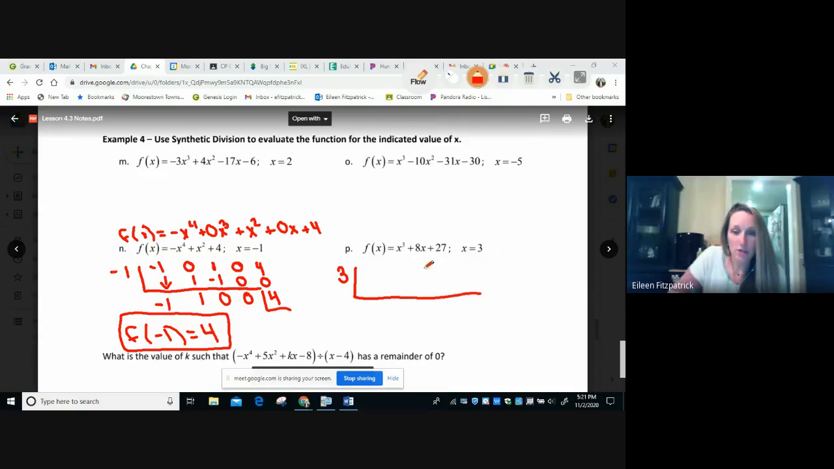Your coefficients, notice it's x cubed, then you're missing an x squared term, then you have an 8x, and then you have a 27. So you do have that placeholder, and that's important. You'll get the problem wrong if you don't put that placeholder in. So it's 1, 0, 8, 27. All right. Drop the 1, multiply to get a 3, add to get a 3, multiply to get a 9, add to get a 17.